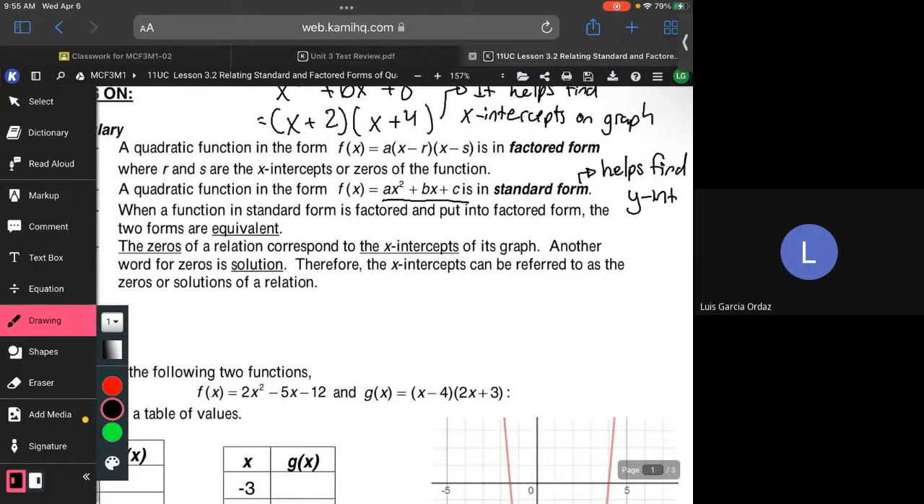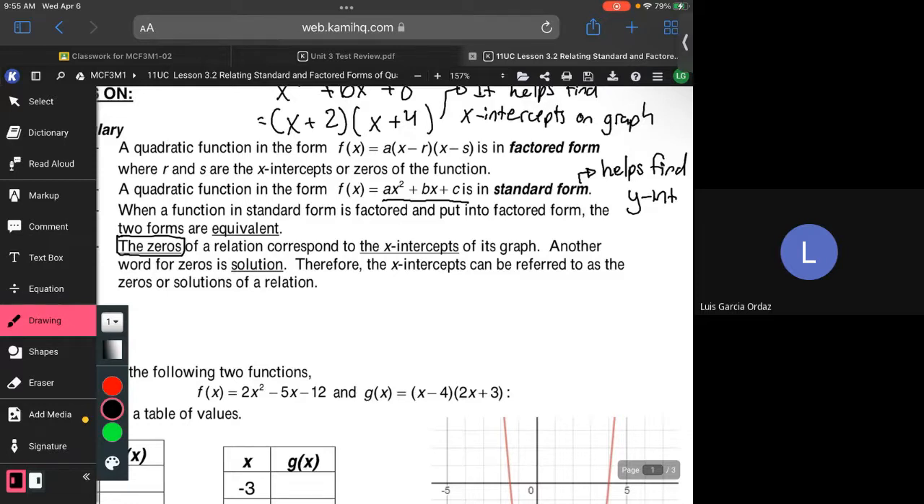So the zeros of a relation, I'm going to be asking for this a lot more often. I'm going to call them zeros. Those are called your x-intercepts. So zeros is another way of saying x-intercepts of its graph, which is another word for saying solution, which means the x-intercepts can be referred to as the zeros or the solutions of a relation.